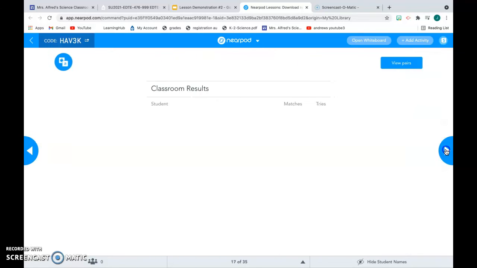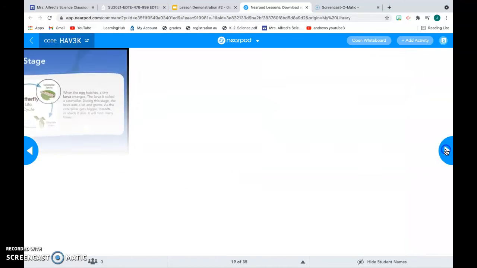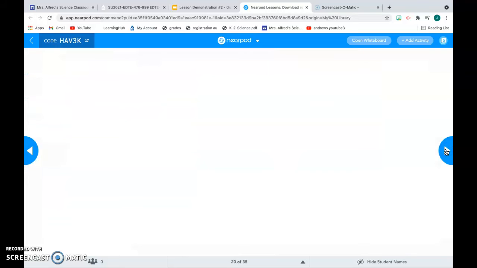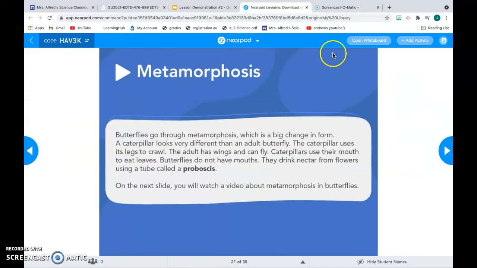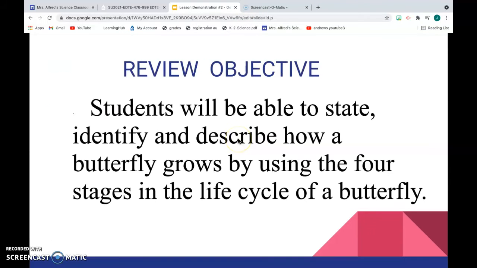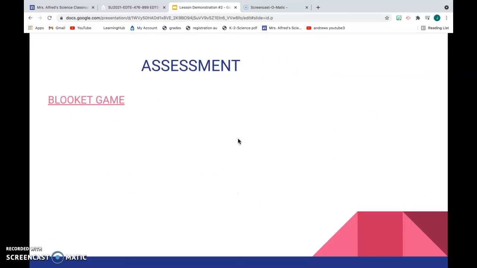Okay, so the lesson would continue. This is called Nearpod, and we would continue with the lesson and I would take my time. But because of our time constraint for this class, I am going to end the Nearpod section. So we would now review that we learned about the stages of the butterfly. We can identify the stages, the 4 stages. We can describe them. And now it's time for assessment. We're going to test how much you remember.